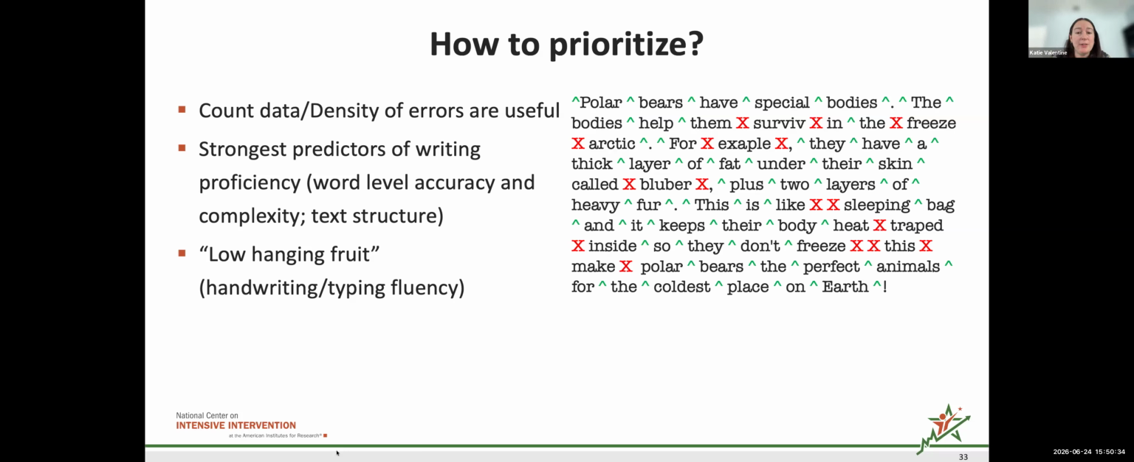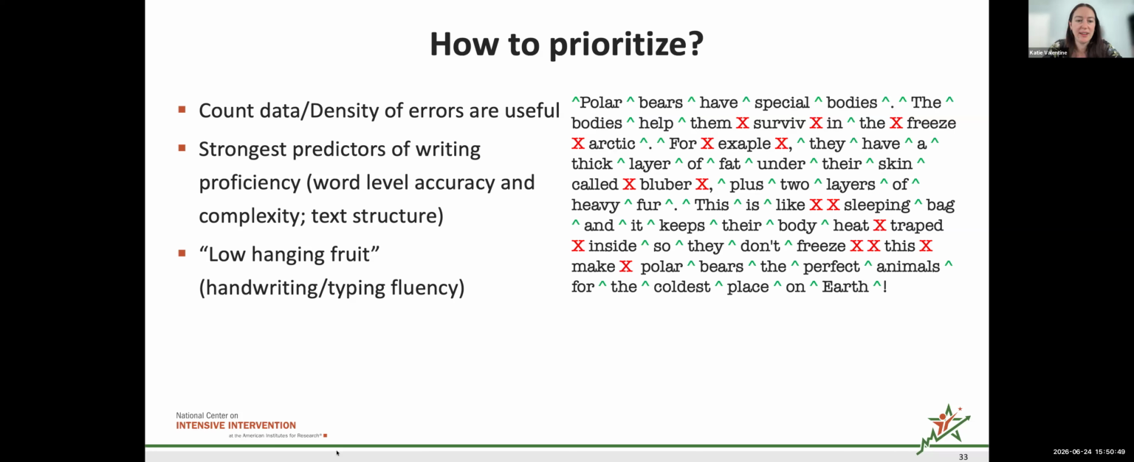So I really do appreciate the curriculum-based measure format. When we're creating this numeric score, we can look at how many types of errors students are making within the sentence level or within the word level.